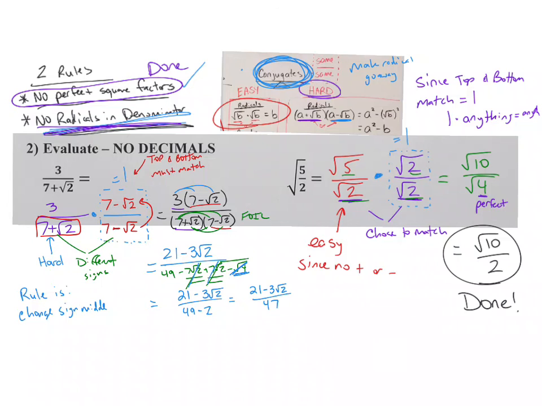Now, I personally will accept it looking just like this. Some people will make you write it separately. Will make you turn it into 21 over 47 minus 3 radical 2 over 47. Either or. Either one's fine with me. So that's it for this Firestarter.